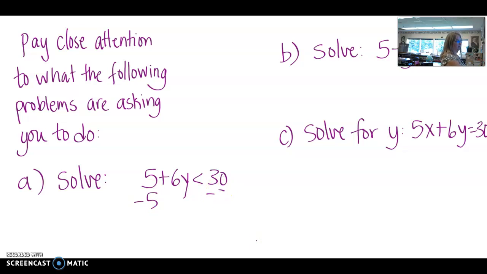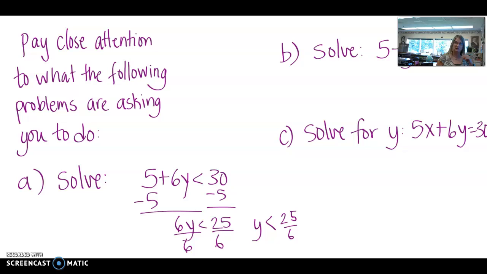So solving this, we're going to get y by itself on one side. So we subtract 5. The 5's are gone. I have 6y is less than 25. Divide by 6, and you get y is less than 25 over 6. That is a perfectly fine number. If you wanted to put it in a mixed number, it would be 4 and 1/6.